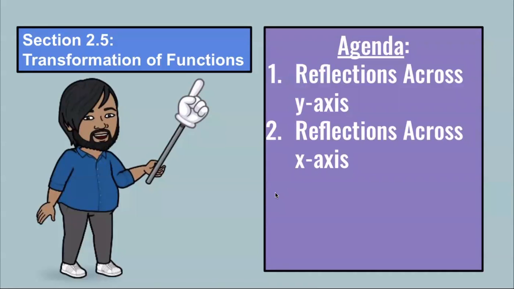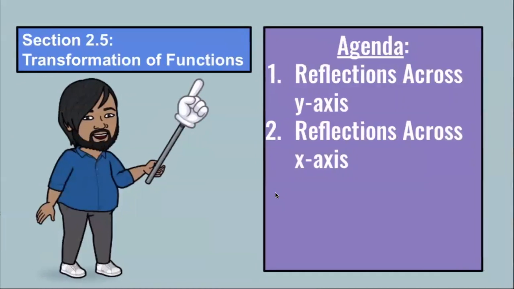It's Mr. Sanchez coming at you with a lesson for Algebra 2, Section 2.5. This is technically from the pre-calc book. This is a transformation of functions. We're going to focus on part 2 of this, which is reflection across the y-axis and reflections across the x-axis. After this, we'll be doing horizontal stretches and shrinks, but we'll worry about that later.